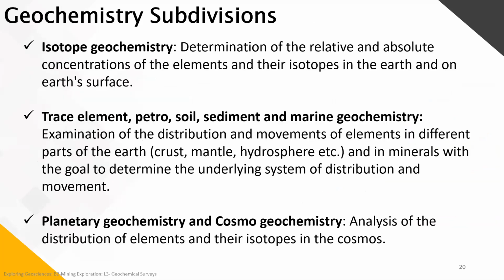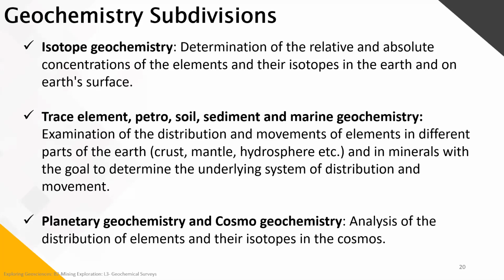The geochemistry domain can be subdivided into subdomains or sub-studies, and these include isotope geochemistry, which is the determination of the relative and absolute concentrations of the elements and their isotopes on the earth's surface. We have everything that has to do with soil: trace element, petro, soil, sediment, and marine geochemistry, which is the examination of the distribution and movements of elements in different parts of the earth, so between the crust, mantle, and hydrosphere, and in minerals, with the goal to determine the underlying system of distribution and movement.